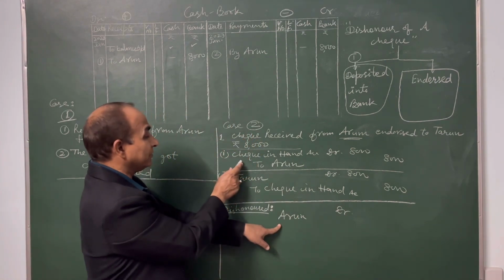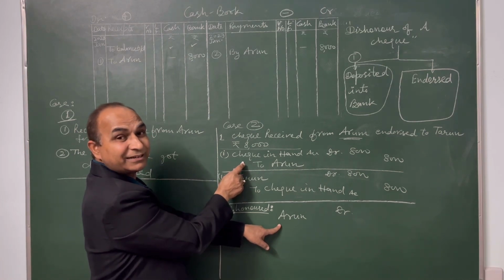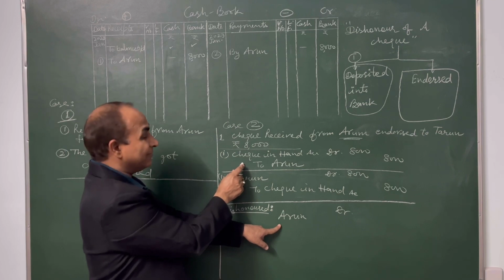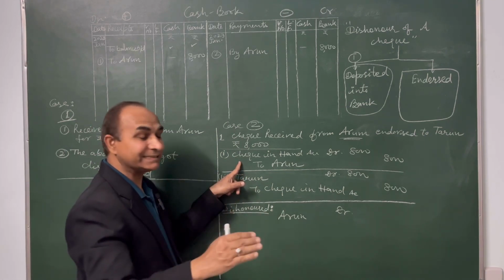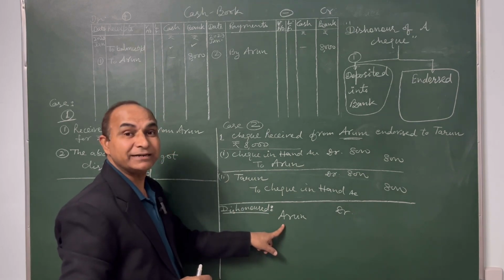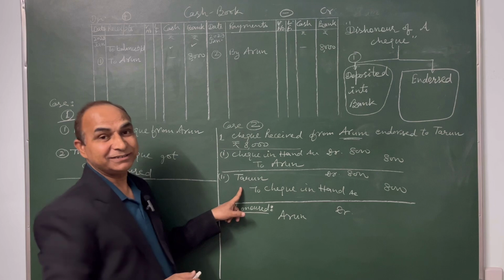See, according to the first entry, we received a check from Arun. He was our debtor. In order to settle his account, he handed over to us a check. But now the check is cancelled. Again, Arun becomes our debtor. So Arun account will be debited. Then see the second entry.